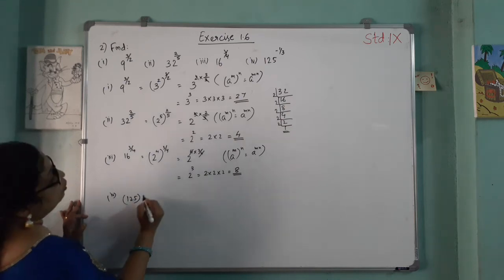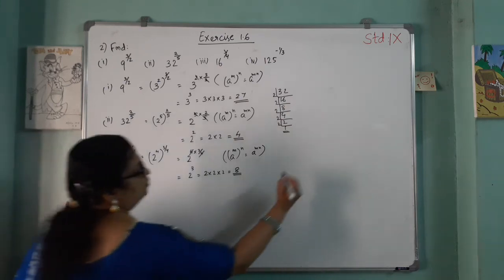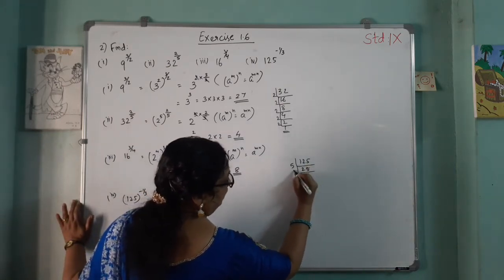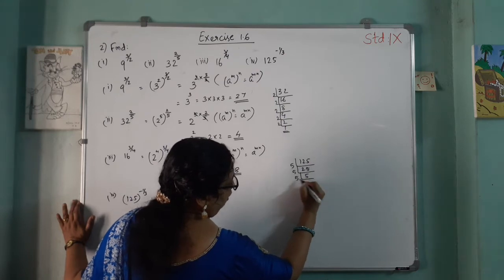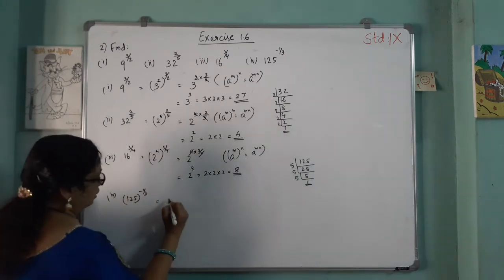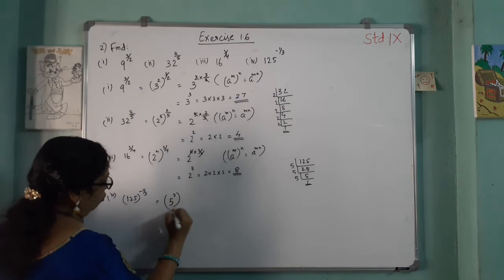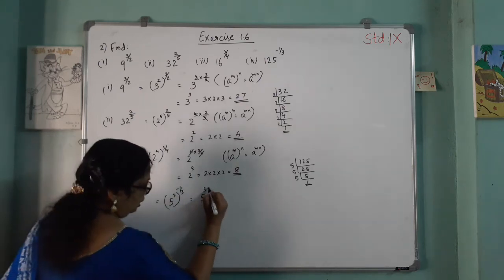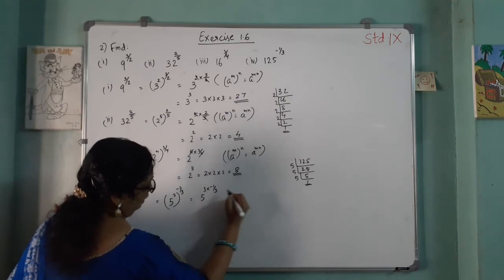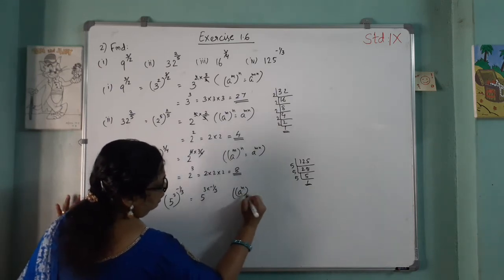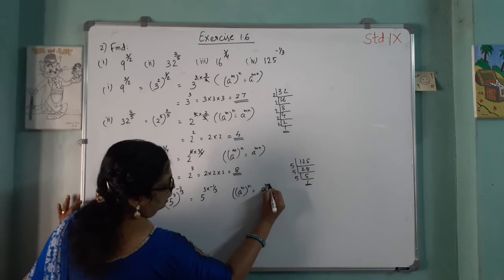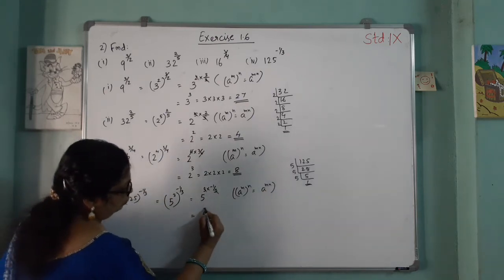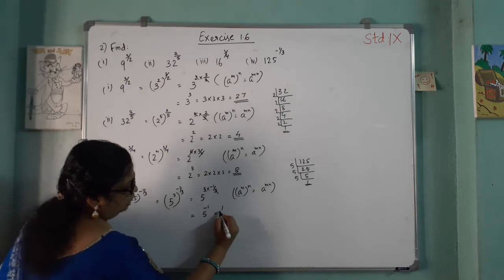125 raised to minus 1 by 3. 125 we can factorize: 5 times 25, then again 5, that is 5 cube is 125. So we write 5 cube, the whole raised to minus 1 by 3, which is equal to 5 raised to 3 into minus 1 by 3. That is, a raised to m, the whole raised to n, is a raised to m into n. Then this 3 cancels, which is equal to 5 raised to minus 1, that equals 1 by 5.